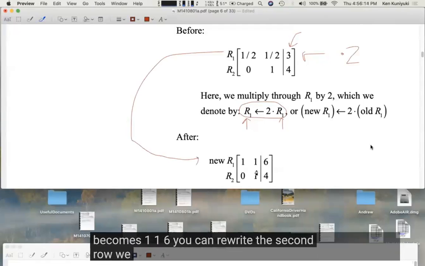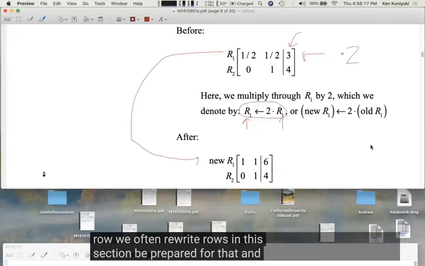You can rewrite the second row. We often rewrite rows in this section. Be prepared for that. And we have row equivalent matrices.